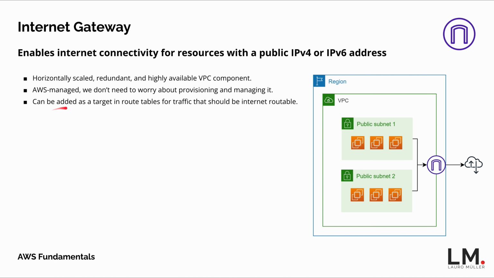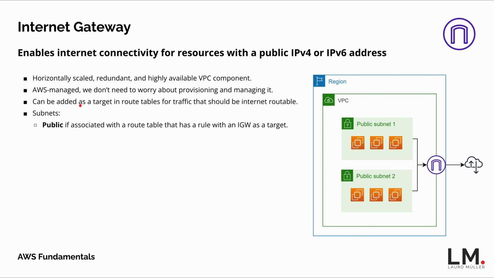It can be added as a target in route tables for traffic that should be internet routable, which means either being able to access the internet or, more importantly in this case, to receive traffic from the internet. If our instances should not receive traffic from the internet, then we would not go with an Internet Gateway, we would go with a NAT Gateway, as we will see in a few minutes.